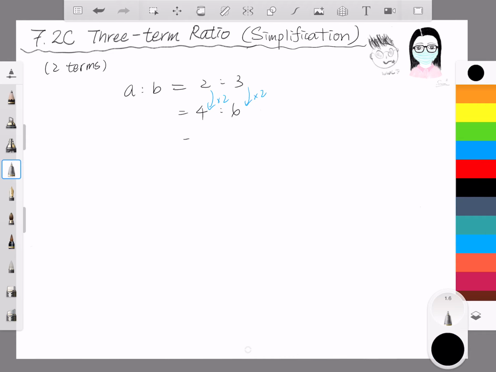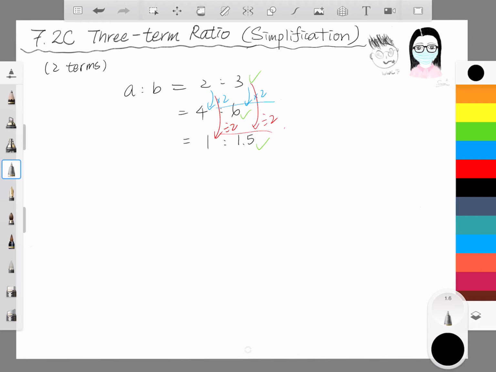Or if I change the value of A to 1, which is only 1/2 of the original value, then the corresponding value of B should be 1.5, which is also 1/2 of the original value. So you can see that for a two-term ratio, we can multiply all terms by the same number or divide all terms by the same number, and the resulting ratios are equivalent ratios.